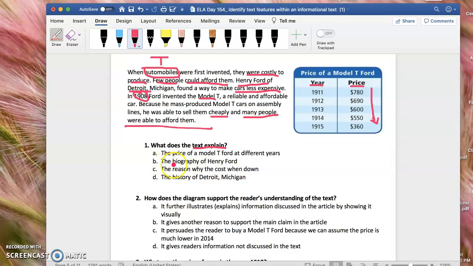So, first of all, biography, there's that bio, y'all. See, always learn. Bio means life. So that means life of Henry Ford. No, we're not talking about the life of Henry Ford. We're also not talking about the history of Detroit. We're talking about the Model T and the reason, the price of a Model T. So it doesn't talk about like the actual price, but it talks about the reason why it went down. And the reason was because Henry Ford created the Model T.